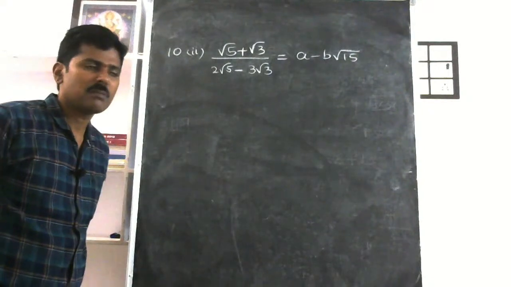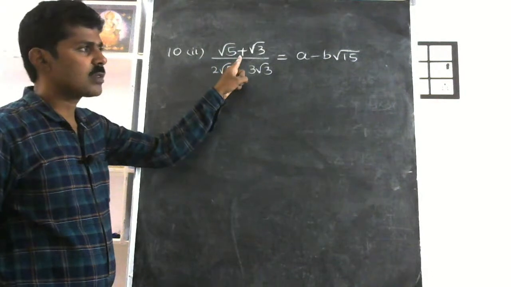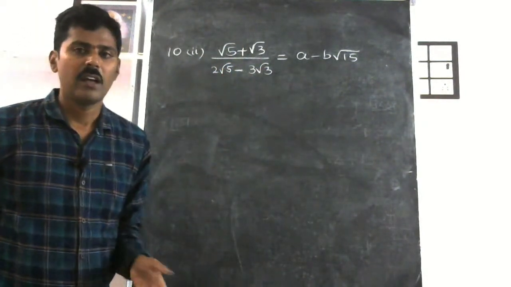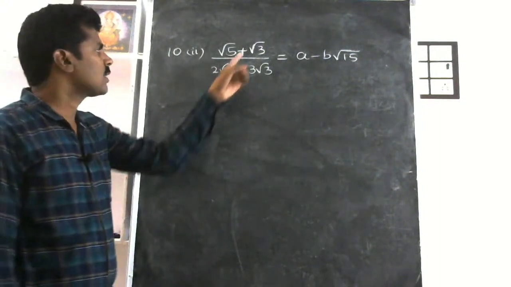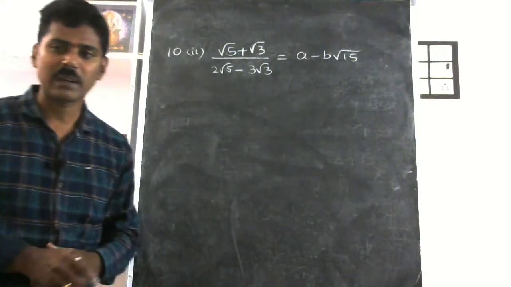Here somebody may have a doubt: the numerator is irrational and the denominator is also irrational. With what do I have to multiply? With root 5 minus root 3, or with 2 root 5 plus 3 root 3? With what do I have to multiply?